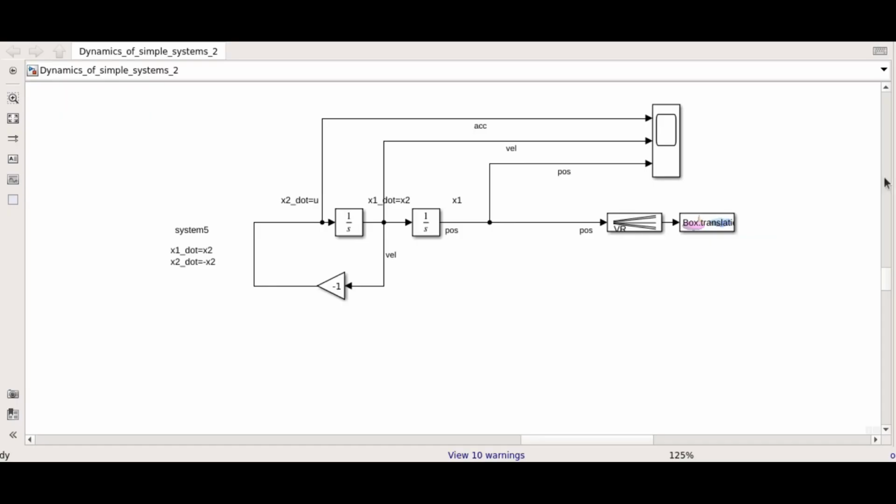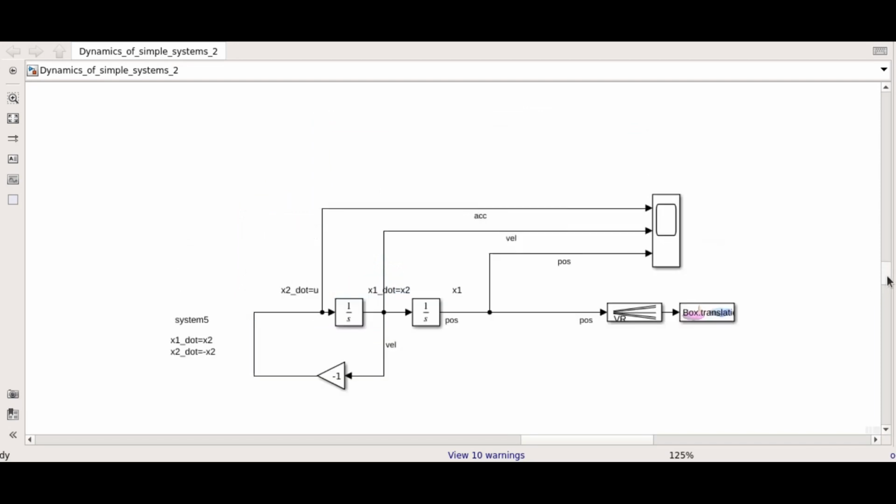Let us try one more simulation. In this, let us make the acceleration equal to negative of velocity. So in this system, x1 dot equal to x2, x2 dot equal to minus x2. From our intuition and previous experience, we know that in this case, the force and the velocity are going to go to zero.